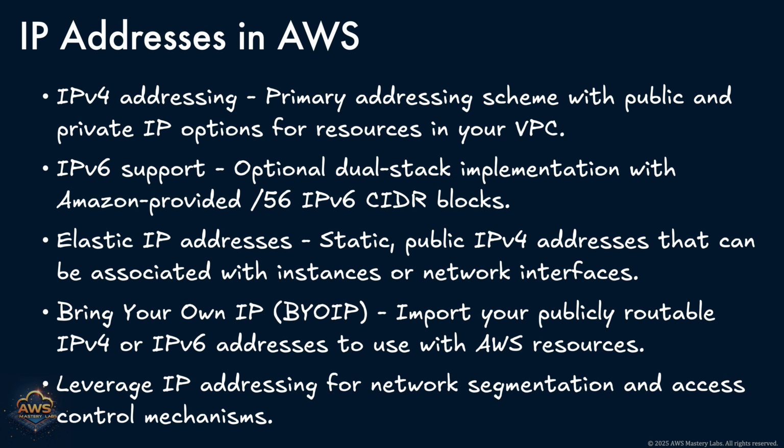Understanding IP address persistence is also important. While private IPs typically remain attached to an instance, public IPs assigned automatically may change if the instance is stopped. Elastic IPs help avoid this issue when a fixed address is required. For organizations with their own IP ranges, Bring Your Own IP allows importing public IPv4 or IPv6 addresses into AWS. This is useful for brand consistency, whitelisting scenarios, or migrating existing infrastructure into the cloud.